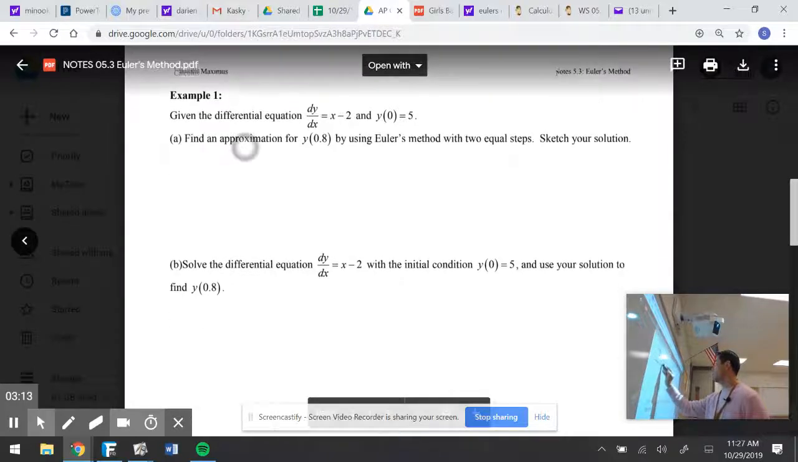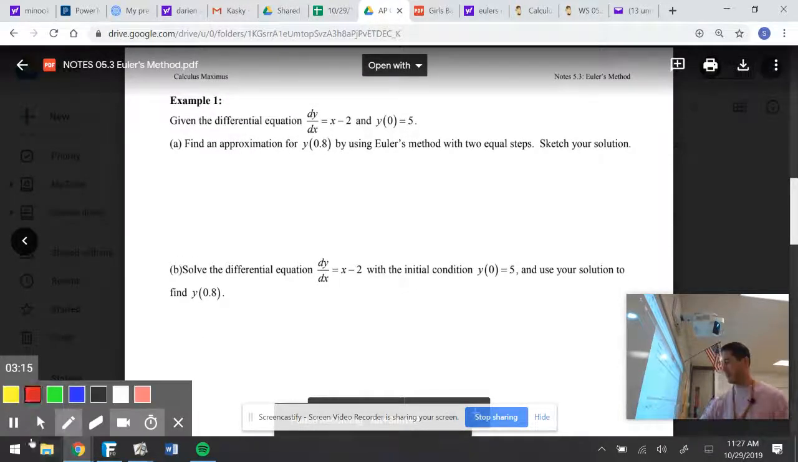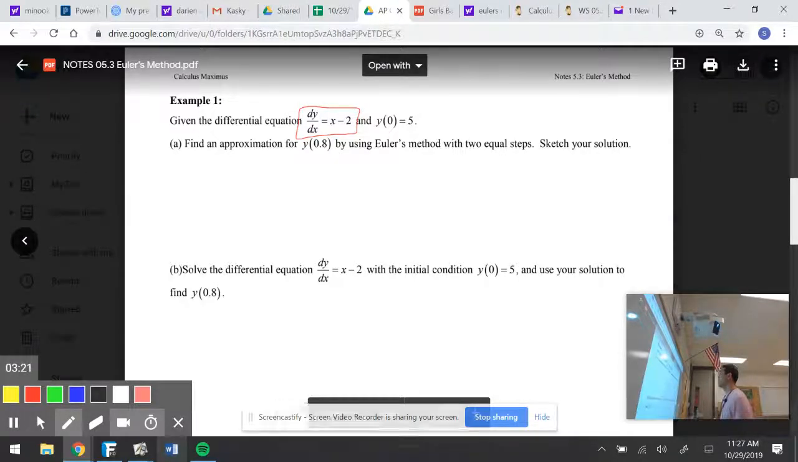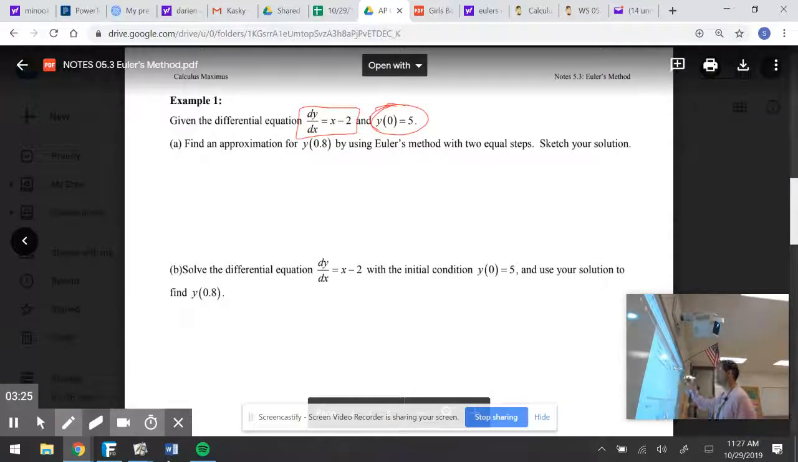All right, so here we go. Example 1. We're given a differential equation. There it is. So we have the slope right there for anywhere on that curve. And then we have an initial starting point as well. We are trying to approximate a y of 0.8. And it will even say it on the AP exam: let's use Euler's method, and let's just use 2 equal steps.